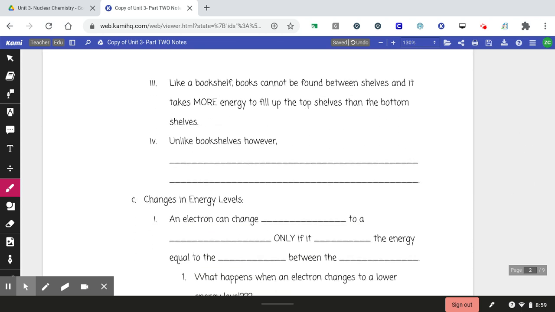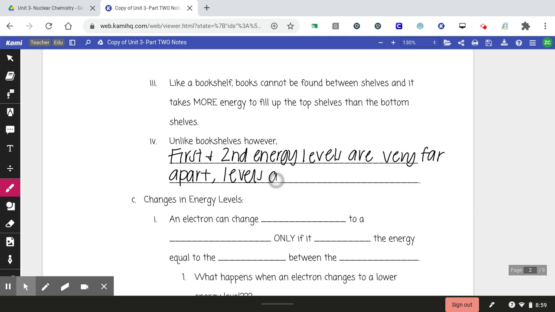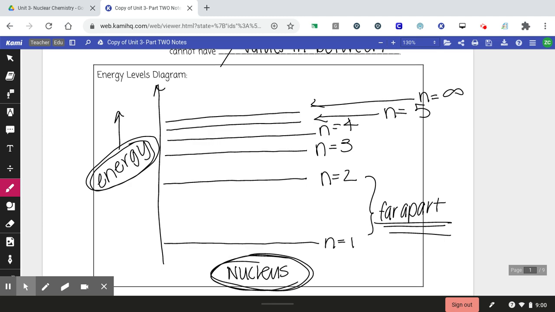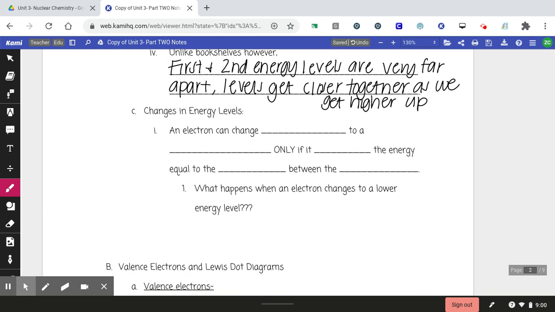However, unlike bookshelves, our first and second energy levels are very far apart. And then they get closer together as you get higher up. So we saw that our first and second one are really far apart, and then 4 and 5 are a lot closer together as we go up.